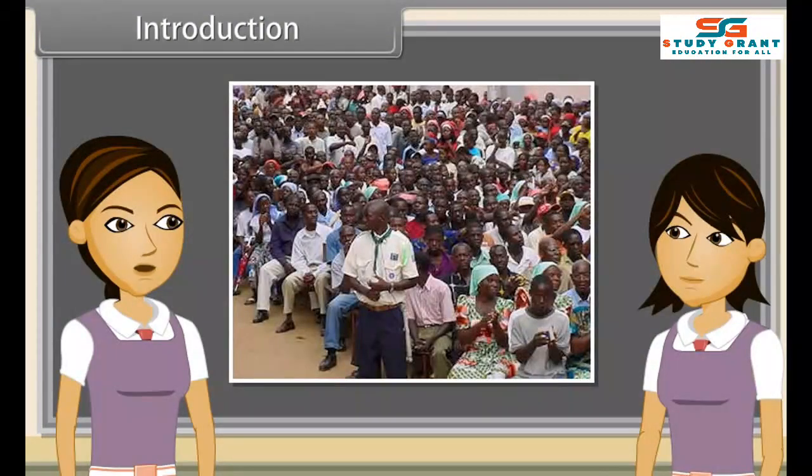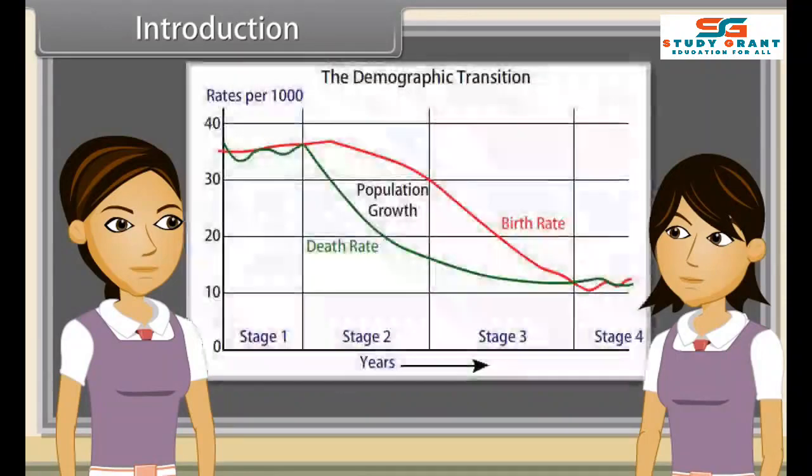Due to rapid growth in population, we observe population explosion. Yes, it is mainly due to rapid decline in death rate and increase in lifespan.